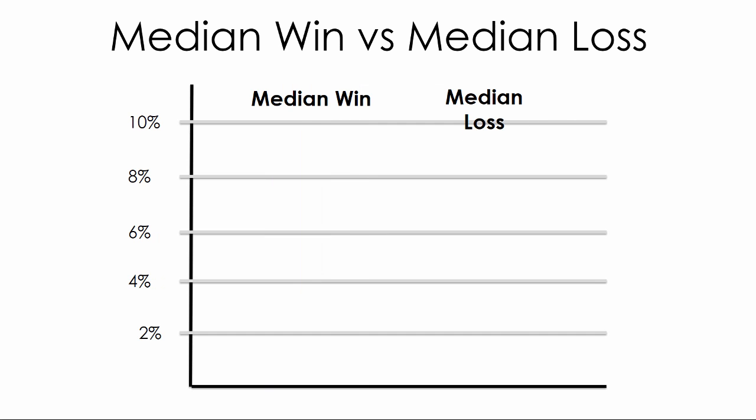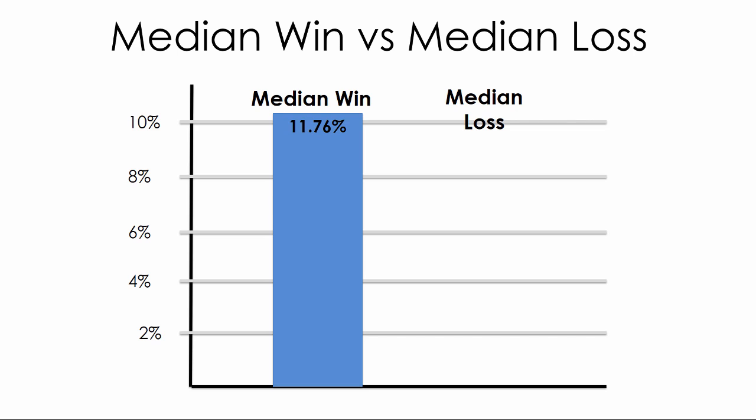So let's take a look at the median win. It's 11.76%. That's the median win. Your median loss, minus 1.37%. Gang, that's over an 8-to-1 risk reward.